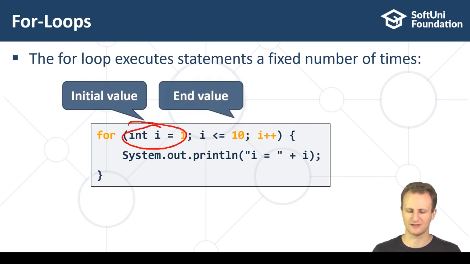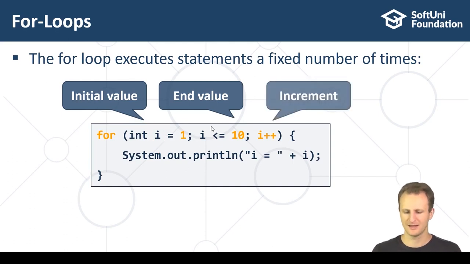You have initialization, which gives the initial value of the so-called control variable of the loop. Then you have a check. This check can be anything. It usually is a range check. It checks whether the control variable is less than something or larger than something. And this part usually increases or decreases the control variable, but these two can be anything.